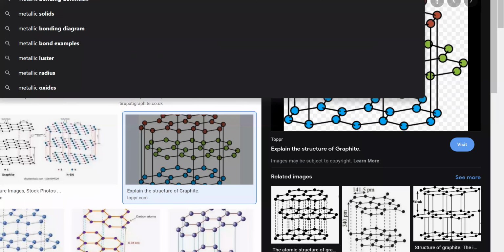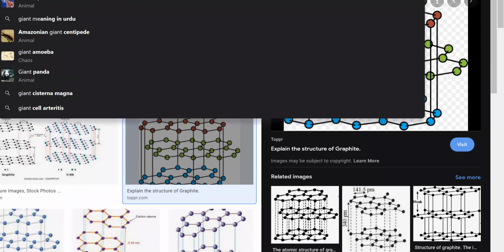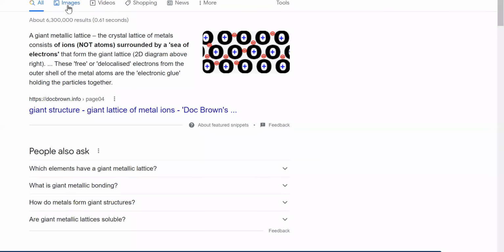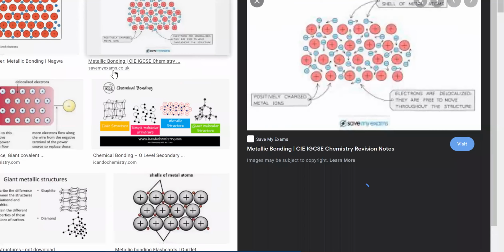And the same thing would happen in giant metallic lattices. That is also just metallic bonding, no intermolecular force. Like if you have a giant metallic lattice, it would kind of look like this.